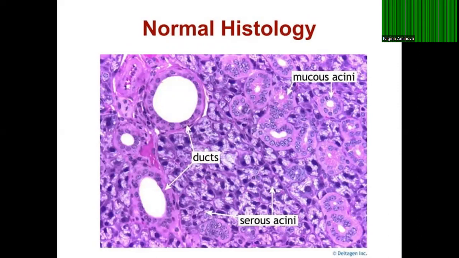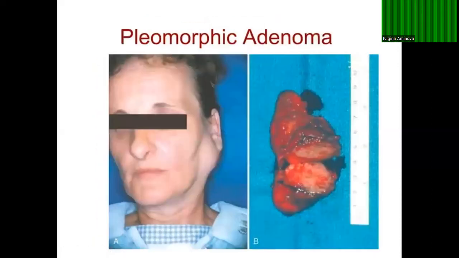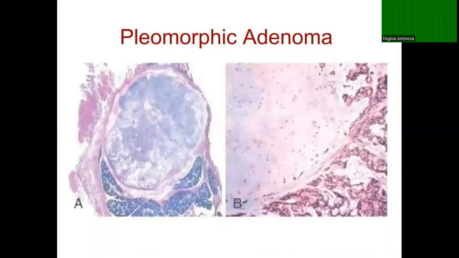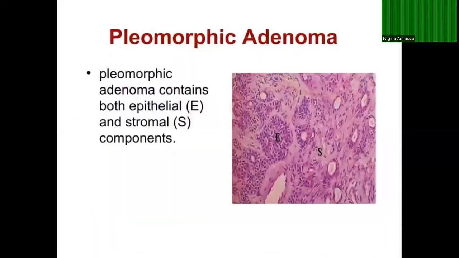The normal histology shows mucous acini here, in the central part ducts, big cells, and serous acini. They are here the smallest units of the display. So, pleomorphic adenoma. In the picture, in the demonstration, you can see it. This is the histopathology, and the pleomorphic adenoma contains both epithelial components and stromal components.